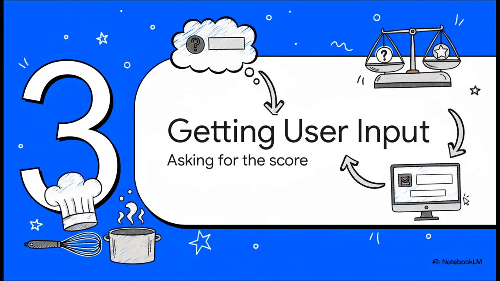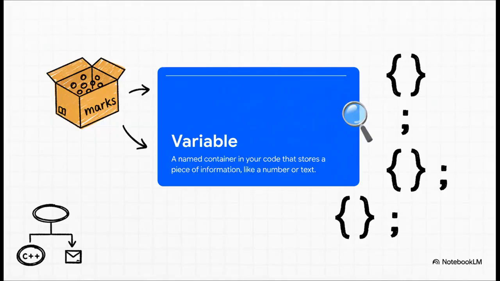All right, our kitchen is all set up, so what's the first step in our recipe? We need our ingredients. Before our program can assign a grade, it has to know the student's score. That means we need to ask the user for it and have a place to put it. And to hold that score, we use something called a variable. It's really nothing more than a labeled box in your code where you can keep a piece of information. In our case, we'll make a box, label it marks, and that's where we'll store the student's score.